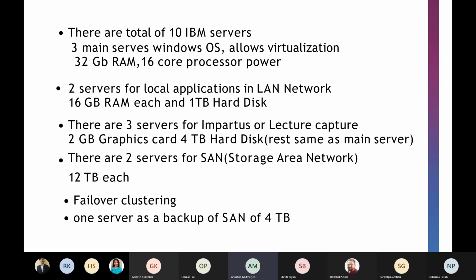There are 2 servers reserved for the storage area network. This is used for keeping the data in a singular space. Each of them has 12 TB of space, so we have a total of 24 TB for the storage area network. If in case one of the 3 main servers fails, we also have failover clustering so that the downtime is lowered as much as possible.